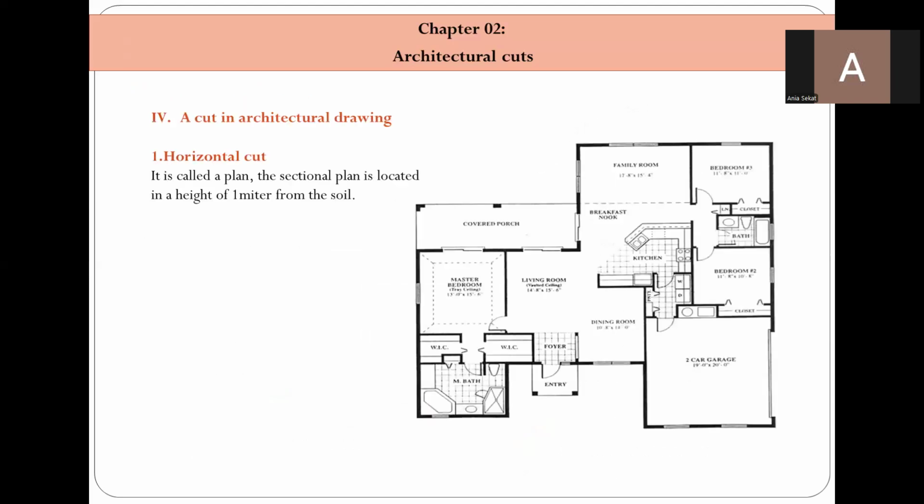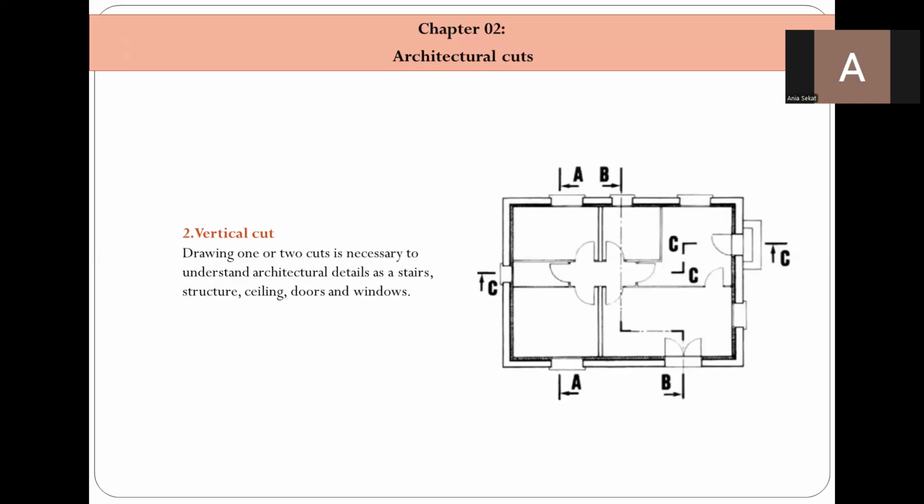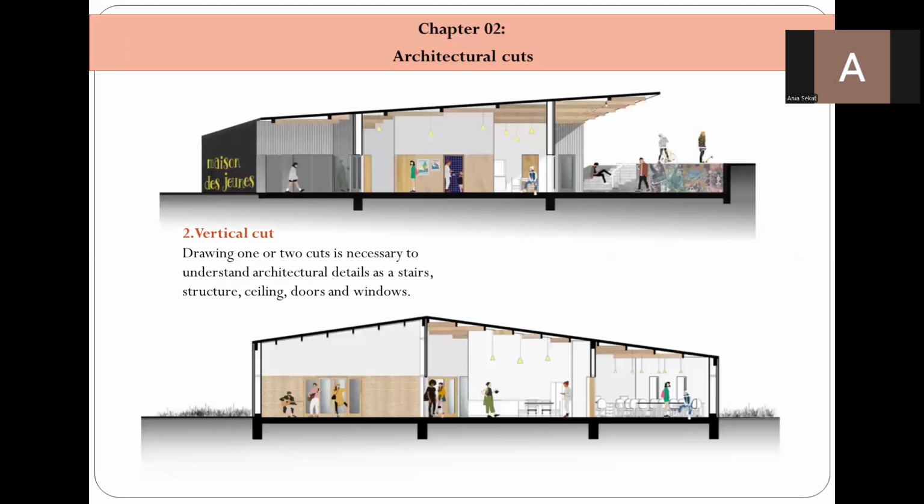A cut in architectural drawing. Horizontal cut. It's called a plan. The sectional plan is located at a height of 1 meter from the soil. Second one, vertical cut. Drawing one or two cuts is necessary to understand architectural details such as stairs, structure, ceiling, doors, and windows. You can see here two examples of architectural cuts.